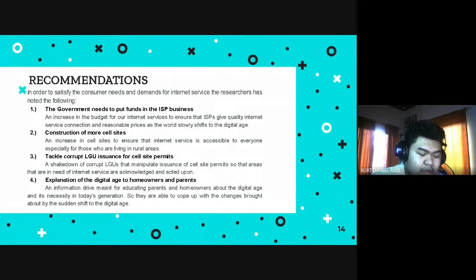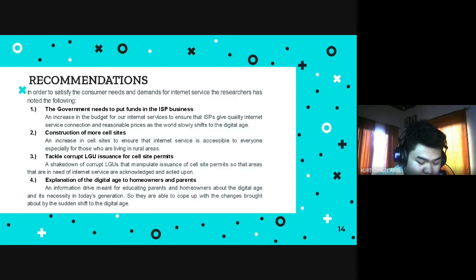Recommendations. In order to address the consumer's needs and demands for quality internet connection, the researchers have noted the following agendas. First, an increase in government funds meant for the upgrade of our internet service speed and accommodation. It is to ensure that our internet service is able to keep up with international standards and deliver stable and quality service to its subscribers.